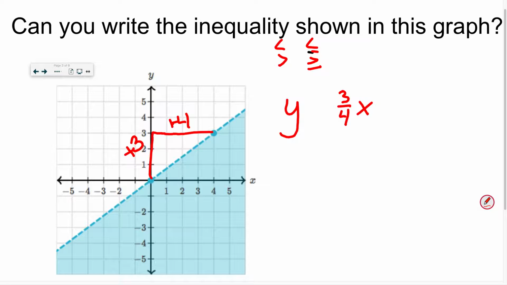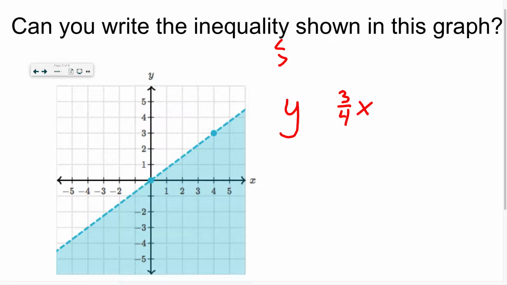How can we narrow this down from 4 symbols to 2 symbols right away? Look at the line. If it's solid, then it's greater than or equal to or less than or equal to. But if it's dashed, it's just plain. So we see a dashed line, so we know that these two are definitely not going to be any of our options. Now we have 2 options left: less than and greater than.